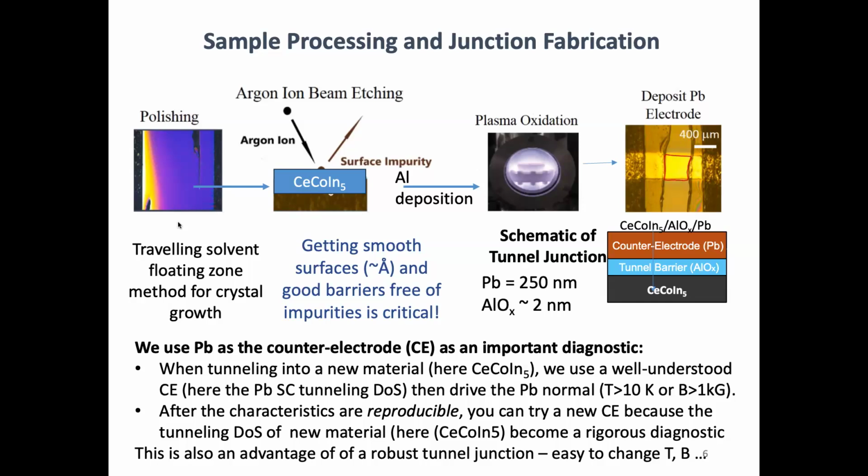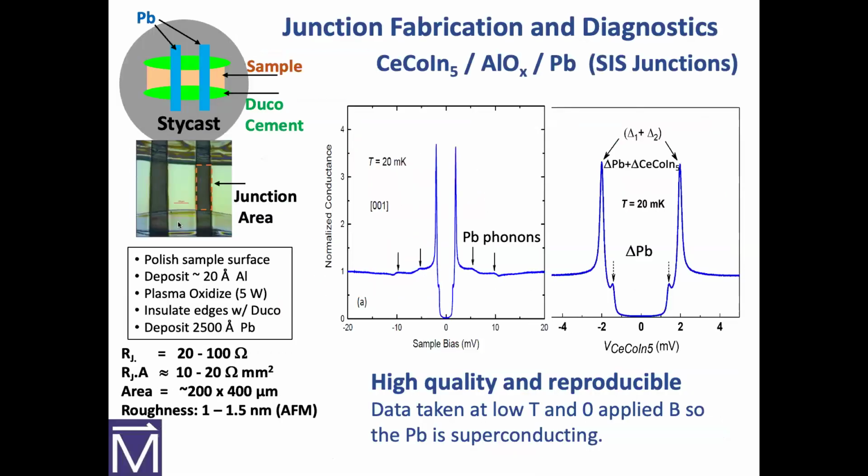Now, the second one is, once you have reproducible tunneling characteristics and you understand what it looks like, then you can change the counter electrode material. Because once you understand what the density of states of cerium cobalt indium 5 is, and you want to use a silver counter electrode, we know what a good junction on cerium cobalt indium 5 looks like. So the tunneling density of states of the new material becomes just as good a diagnostic as the lead tunneling. So these are important diagnostics that you can do.